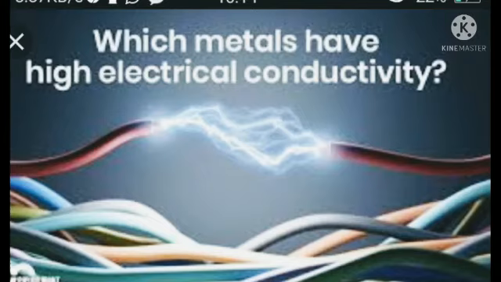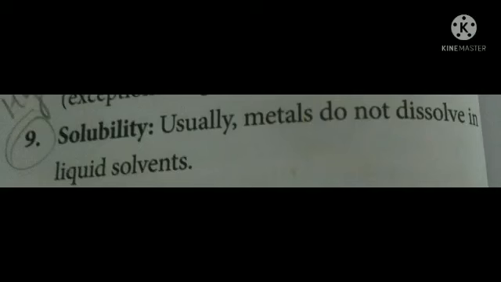The last one is solubility. We know that metals do not dissolve in liquid solvents. There are many solvents. What is called the universal solvent? Water is called the universal solvent. Metals do not dissolve in water. Other than water, the liquid solvents include benzene and ether. We have two types of solvents, organic and inorganic. Metals do not dissolve in liquid solvents. Okay, thank you.